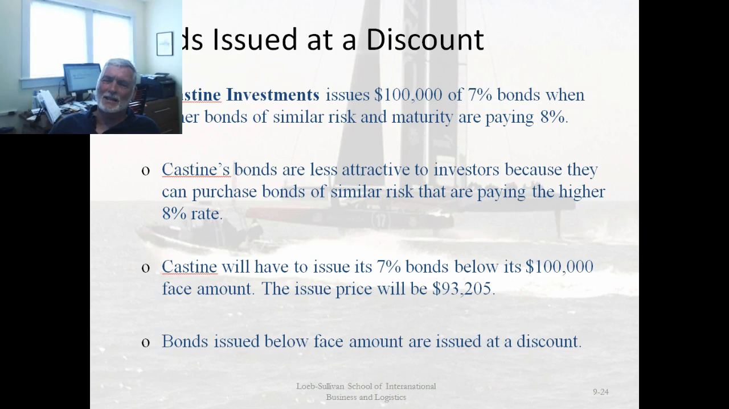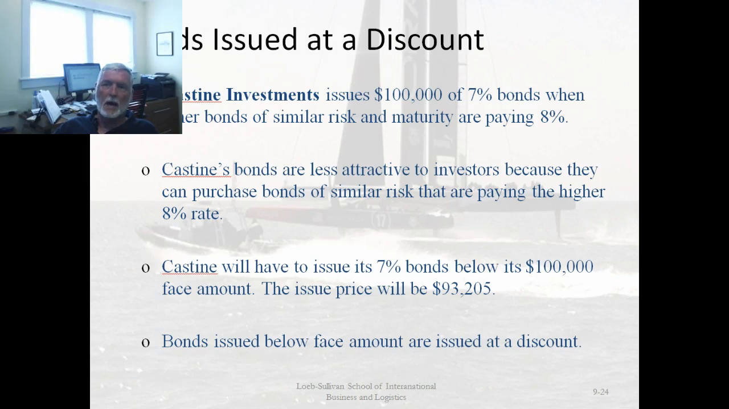So how does Castine sell their bonds? They discount the face value. They don't change the percentage rate, they discount the face value. So they'll issue the bonds at less than $100,000, but they'll still have to pay the $100,000 back at the end. So they'll sell those bonds.